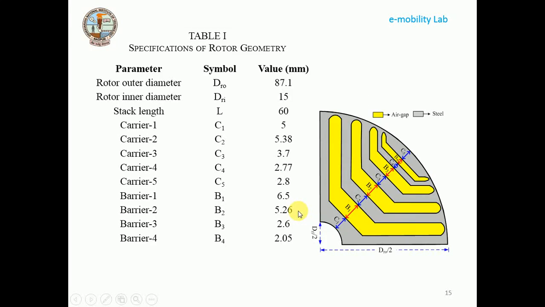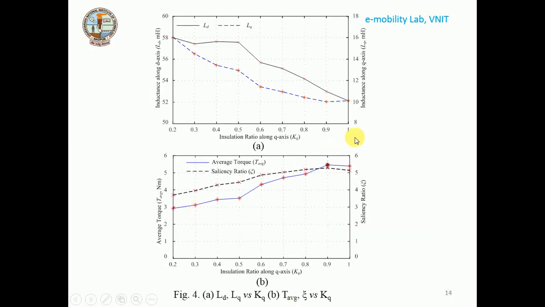Okay, so these are the design parameters you should think of. Here we have chosen 0.85 saliency ratio by taking torque ripple into consideration. Of course you can say it is higher for 0.9, but we have chosen 0.85 because of torque ripple.